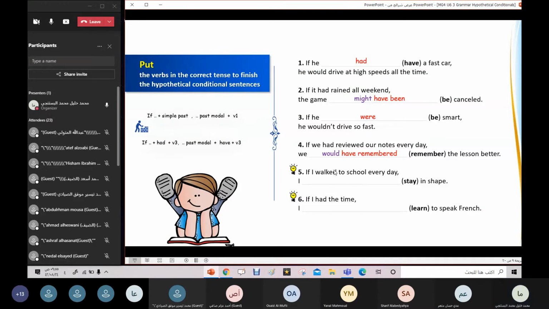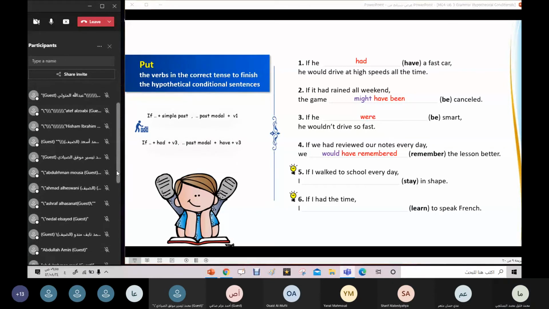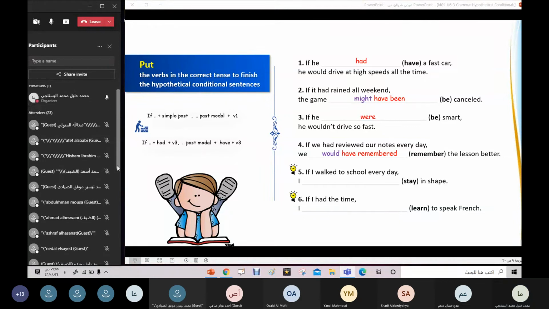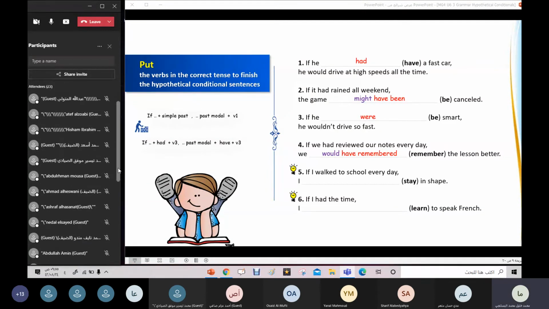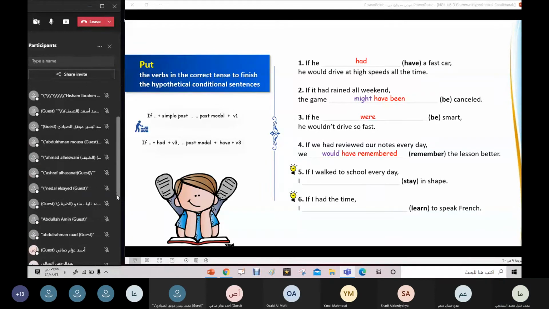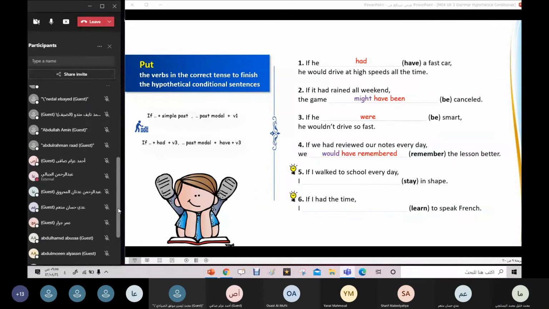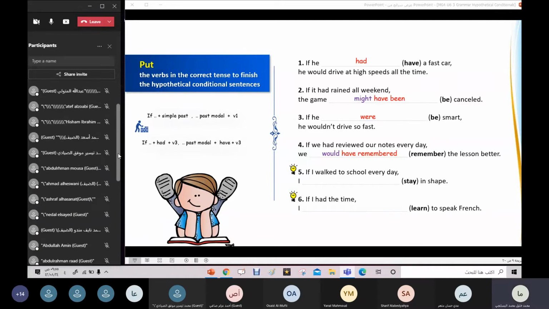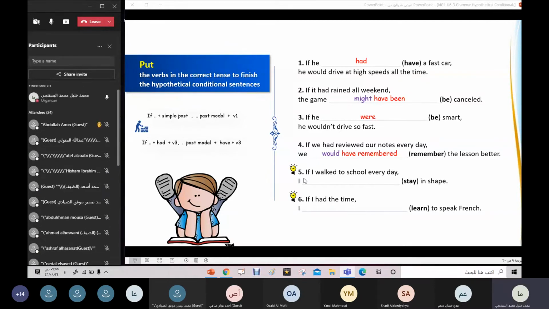Abdurrahman Musa. Abdurrahman. Atif. Nidal. Where are you, Shabab? Abdurrahman Raed. Abdul Hamid, Abdul Mu'in. Yes, Abdullah Amin. Read number 5.